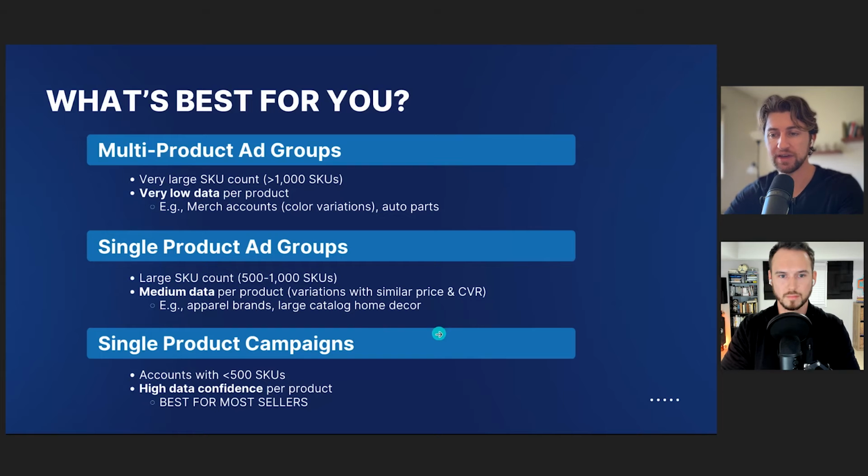So you can take advantage of fewer campaigns to manage when it comes to controlling those budgets and the campaign settings. Then finally, for single product campaigns, this is actually the strategy that we recommend for most sellers. Probably 80 to 90% of people selling on Amazon are going to do best with single product campaigns. So in this case, you don't have a crazy amount of SKUs. Anything less than 500 SKUs, you're probably going to want to go with single product campaigns, especially if you get a good amount of data confidence per product. So that means a good amount of traffic, a good amount of clicks. This is going to be the best scenario for most sellers.